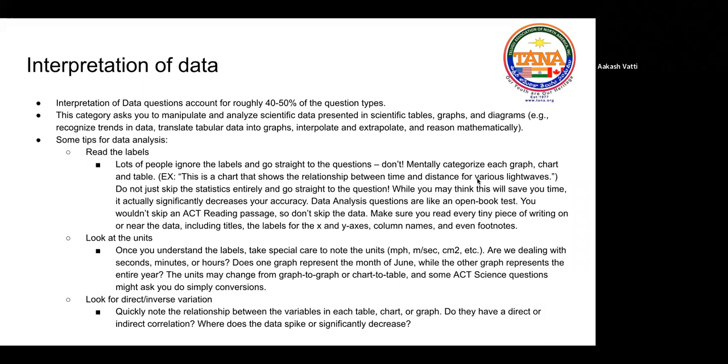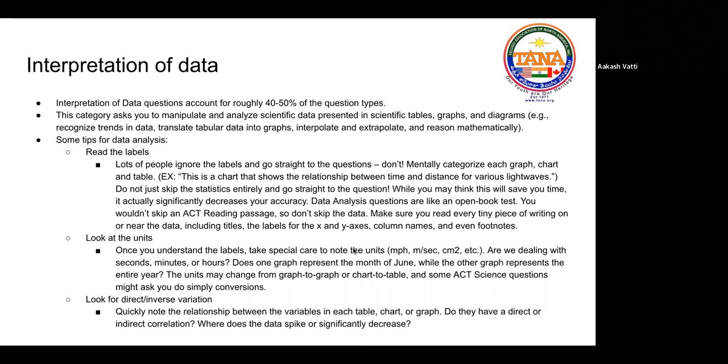Some tips for data analysis: read the labels. A lot of people ignore the labels and go straight to the questions, and you shouldn't do that. Mentally categorize each graph, chart, and table. For example, this is a chart that shows the relationship between time and distance for various light waves. And don't skip the statistics entirely and go straight to the question. While maybe you'll think this will save you some time, it's actually a significant decrease in your accuracy.